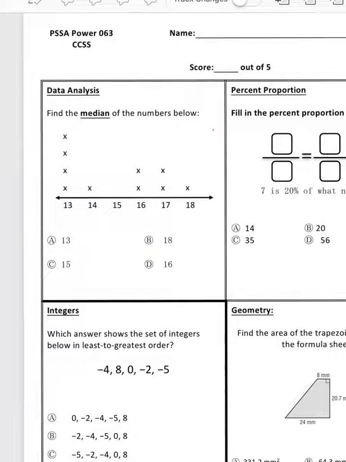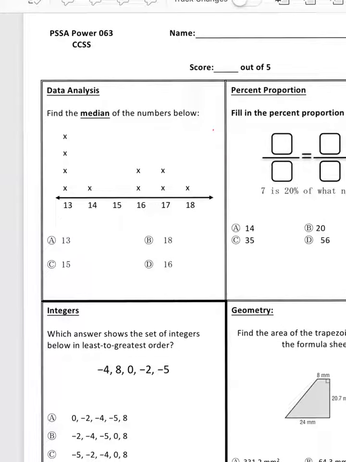Median means middle. Think, median sounds a lot like medium, so you want to make sure you're finding the middle number. Now, before I do that, I like to count the numbers here so I know if I'm going to have an even or odd number. So I'm counting 1, 2, 3, 4, 5, 6, 7, 8, 9, 10. Now, if I have 10 numbers, 10 is even, which means there's going to be 2 in the middle.